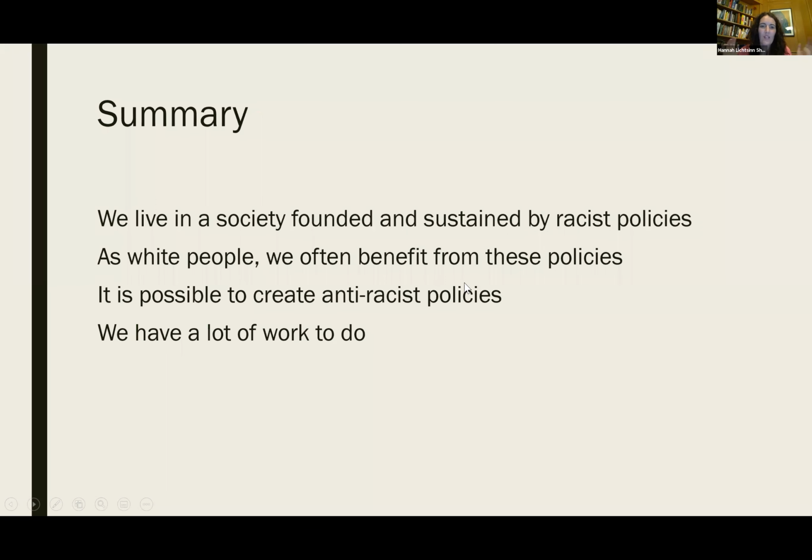So in summary, we live in a society, in a country that was founded and sustained by racist policies. As white people, we benefit from these policies a lot of the time. It's possible to create anti-racist policies, but we have a lot of work to do.